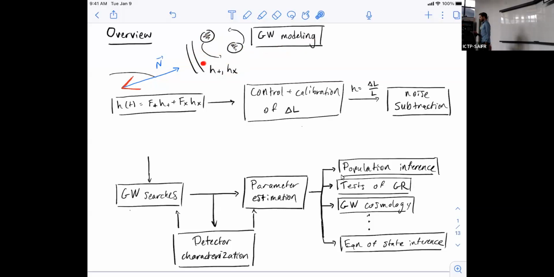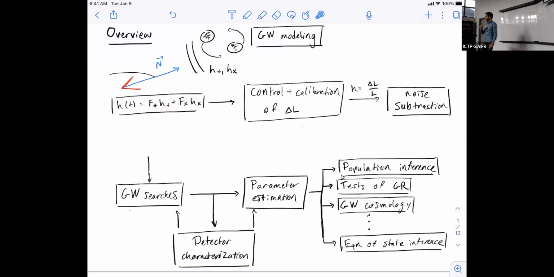Those waves imprint themselves, they're projected onto the actual detector in the form of a single time series, the dimensionless strain, h(t), which is formed by summing the polarizations together with some projection factors. These factors depend on the location of the binary in the sky and also its orientation around the angle of the line of sight n.